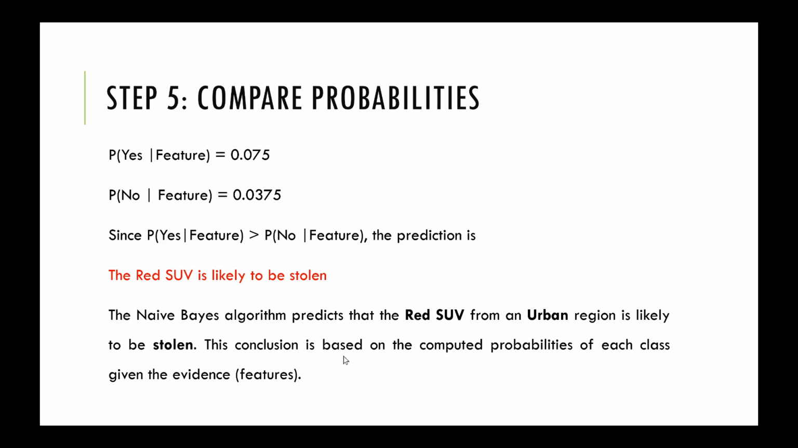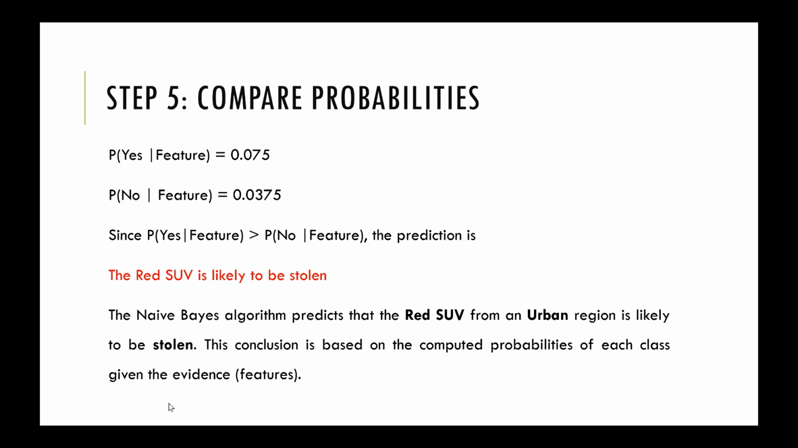Now in step 5, we compare the probability of Yes given the features and the probability of No given the features. Observing that, we have 0.075 and 0.0375. Since the probability of Yes given the features is greater than the probability of No given the features, we can say that the red SUV is likely to be stolen. We get the highest value for Yes. The naive Bayes algorithm predicts that the red SUV in the urban region is likely to be stolen.